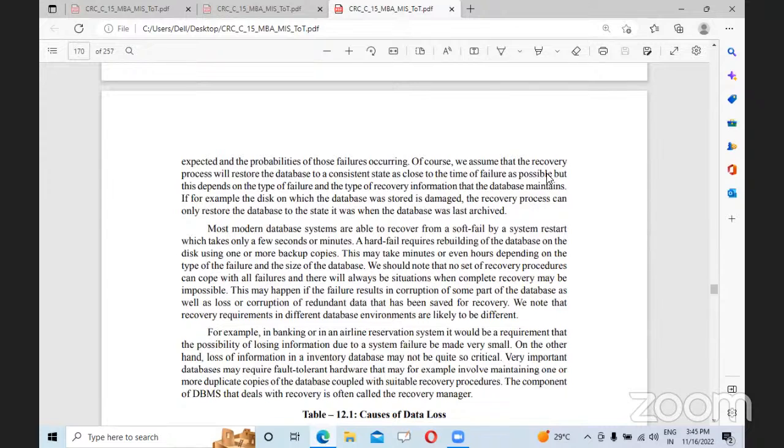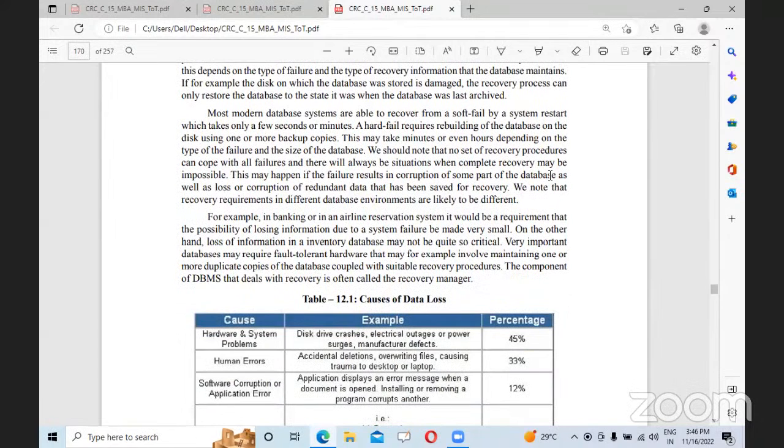Most modern database systems are able to recover from a software fail by system restart, which takes only a few seconds or minutes. A hard fail requires rebuilding of the database on the disk using one or more backup copies. This may take minutes or even hours depending on the type of the failure and the size of the database. We should note that no set of recovery procedures can cope with all failures, and there will also be situations when complete recovery may be impossible. This may happen if the failure results in corruption of some part of the database as well as loss or corruption of redundant data that has been saved for recovery.